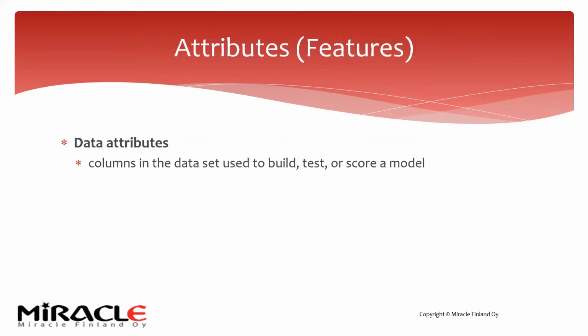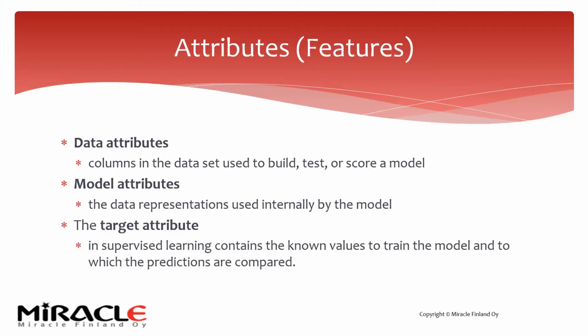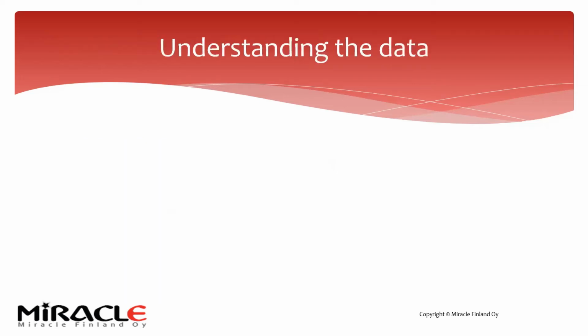We have data attributes that are those columns in a data set that you're going to use to build, test, and score the model. We have model attributes that are used internally by the model. So it probably doesn't use all the data attributes when building the model. It only uses those that are worth using. And then the target attribute I already mentioned earlier. So in supervised learning, this is the attribute, the column, the feature that will be predicted using the model. So identify these columns and then make sure you have them available.